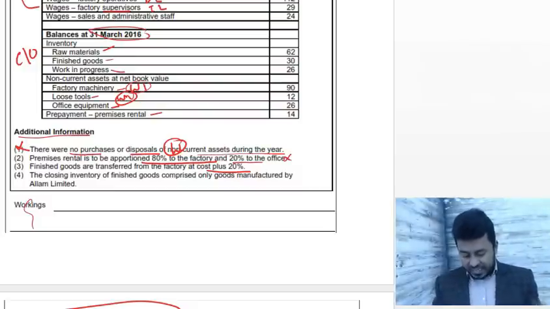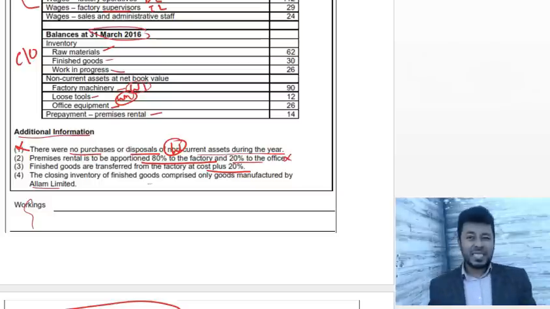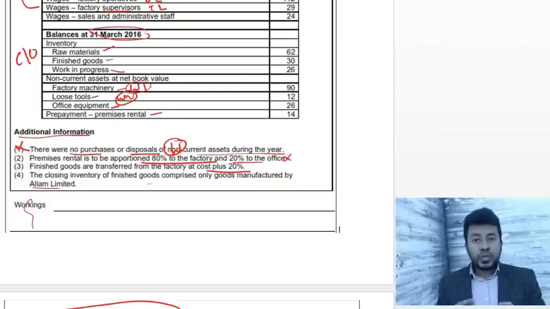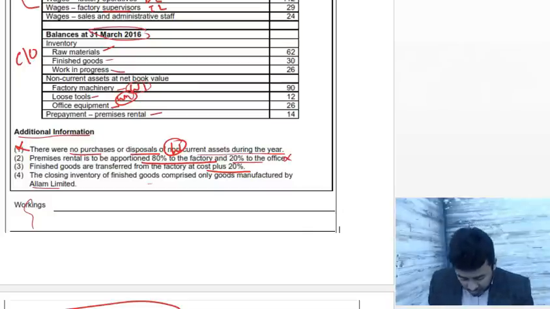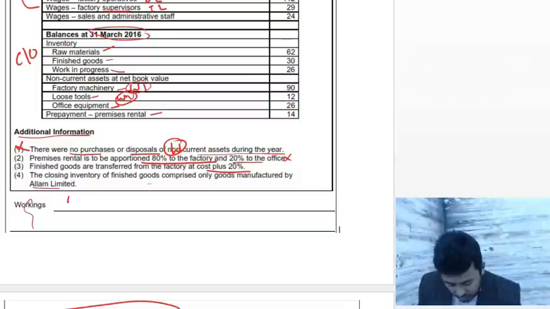We do it at a certain percentage. This time it's 20%. Closing inventory of finished goods comprised only goods manufactured by LM Limited. That means they don't buy from outsiders. Okay, the first working I want to do is for the rental of the premises. I've seen there is opening and closing prepayments. Okay, rental, W1, rental.